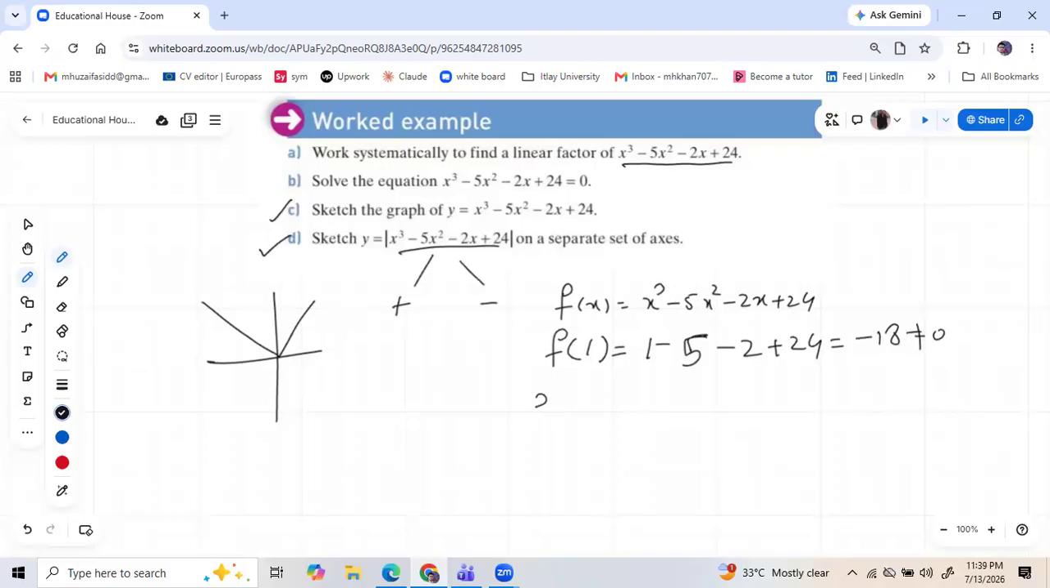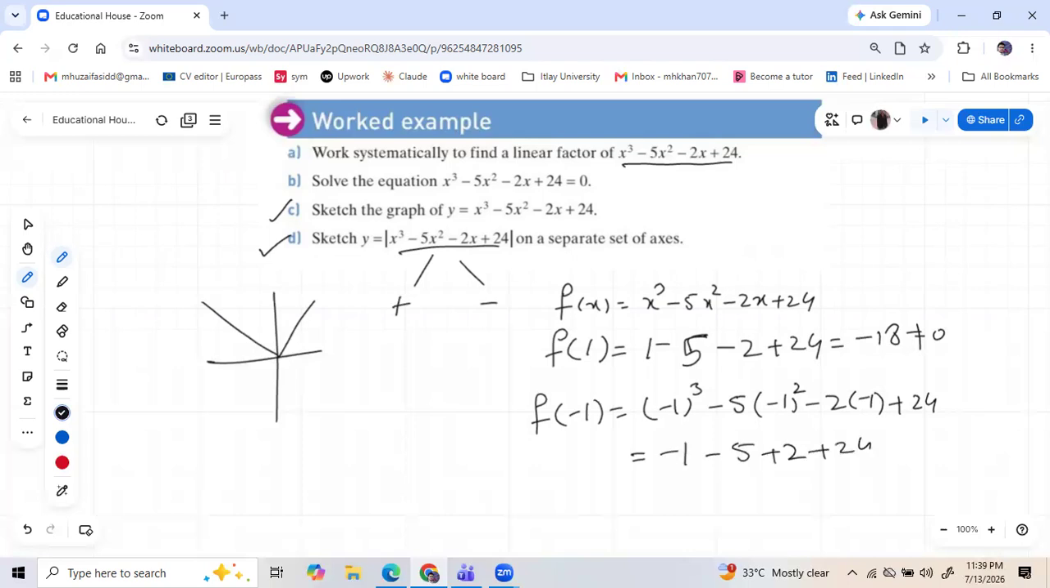Okay. If we set x equal to -1, so -1 to the power 3, and we are checking random points until we get 0. This is -1, minus 5, plus 2, plus 24. From this one, look at it here, we are saying that this also does not equal 0.